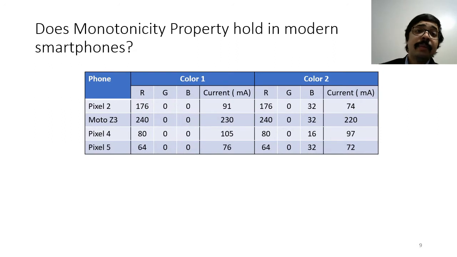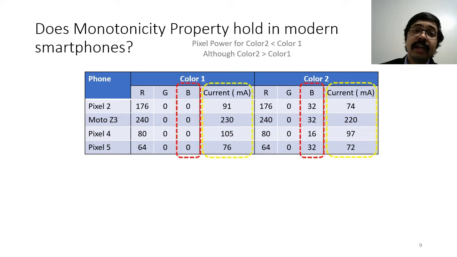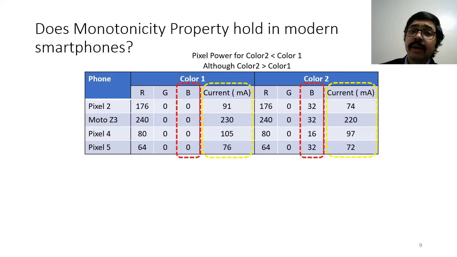To examine the monotonicity property, we present some of the pixel power values with their respective color coordinates in the table. The examples are chosen in such a way that only the blue coordinate for color 2 is larger than that of color 1, whereas the red and green color coordinates are kept the same. According to monotonicity property, the pixel power of color 2 should have been higher than that of color 1, but we observe that this is not the case. This shows the monotonicity property getting violated in modern smartphone OLED displays.